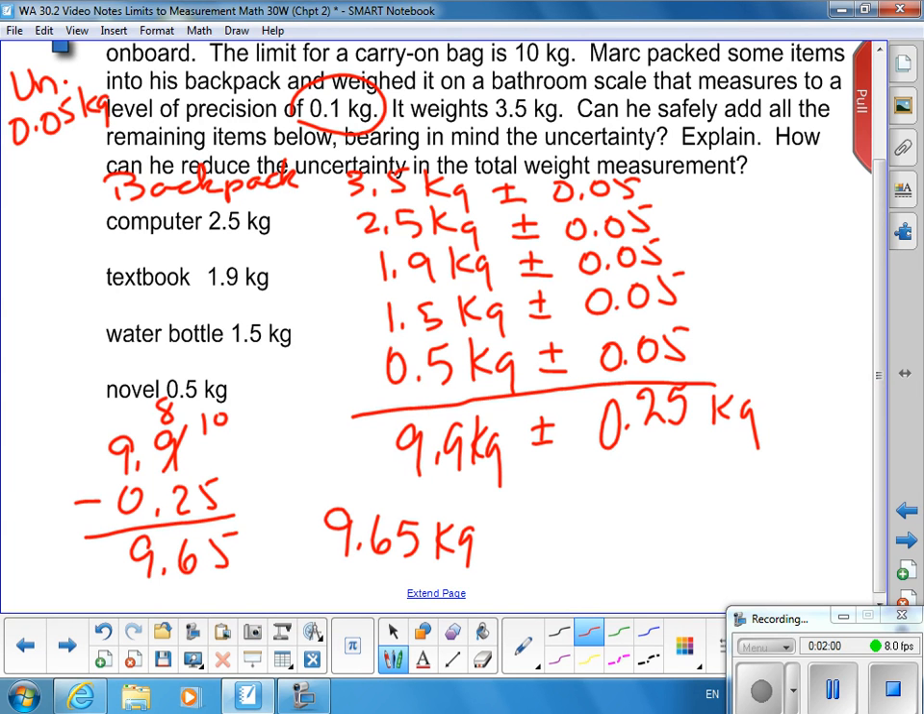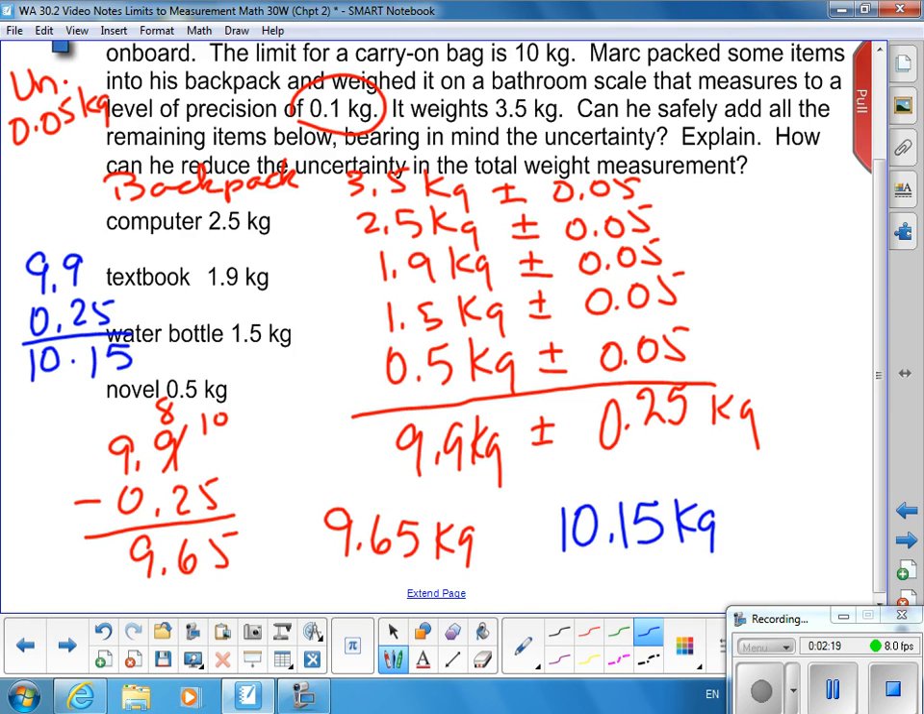But if you added the 0.25 kilograms, you now would have 9.9 plus 0.25, which would give you 10.15. So on the high side, it would be 10.15, which actually would be over the required limit. Okay? So how do you reduce the total uncertainty?